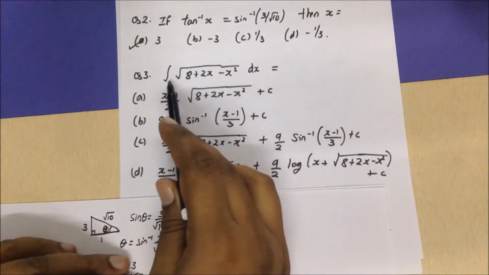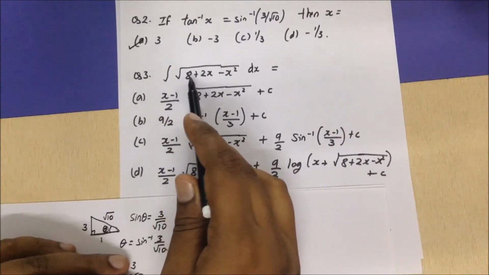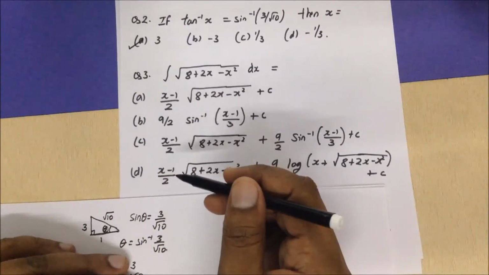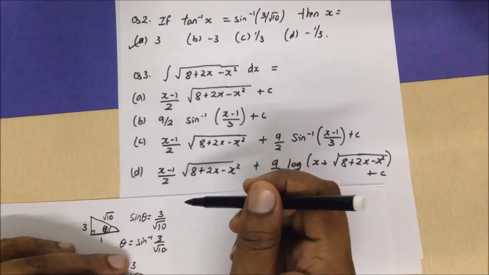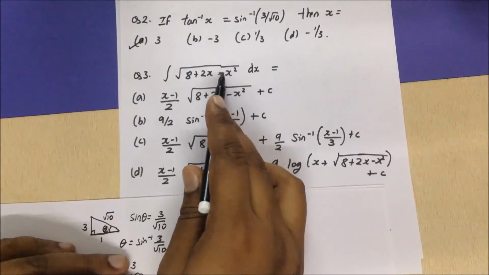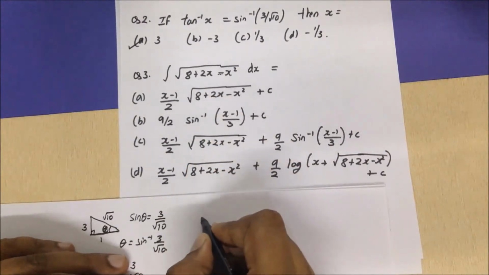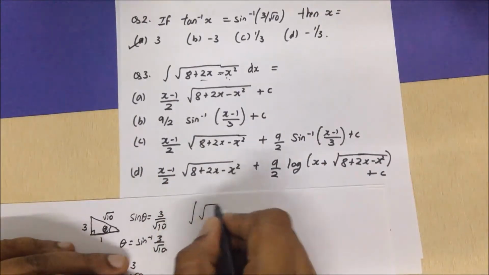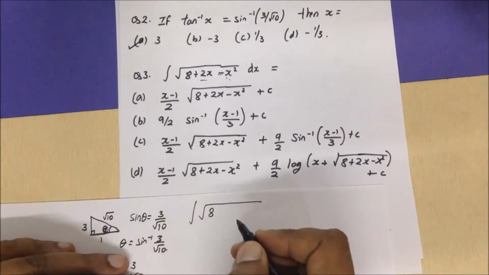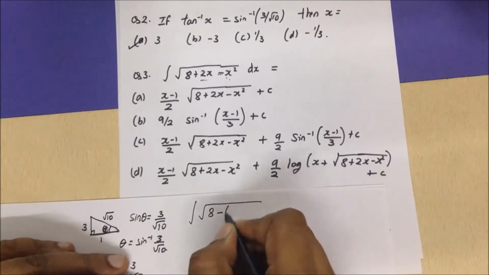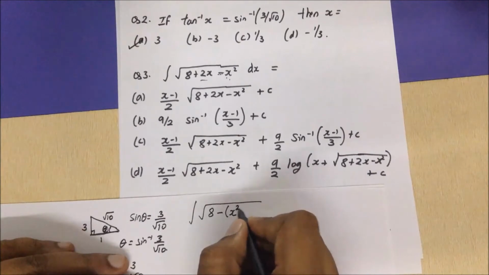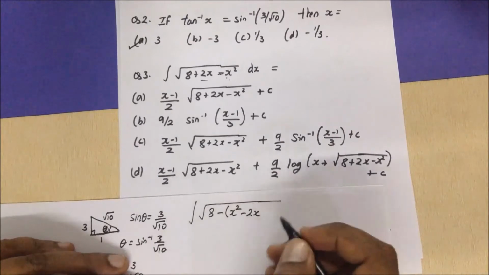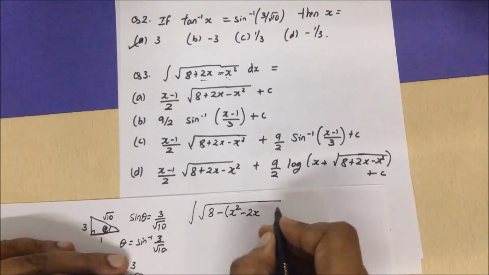Moving to the next question, we have the integration of root of 8 plus 2x minus x square. What you have to do in such type of sums is form a perfect square. Whenever you have a minus of x square, you take the minus common from these two terms. So you take the 8 outside as it is, taking the minus sign common, so you will be getting x square minus 2x. Now if you want to form the perfect square of this, it's going to be x square minus 2x plus 1.